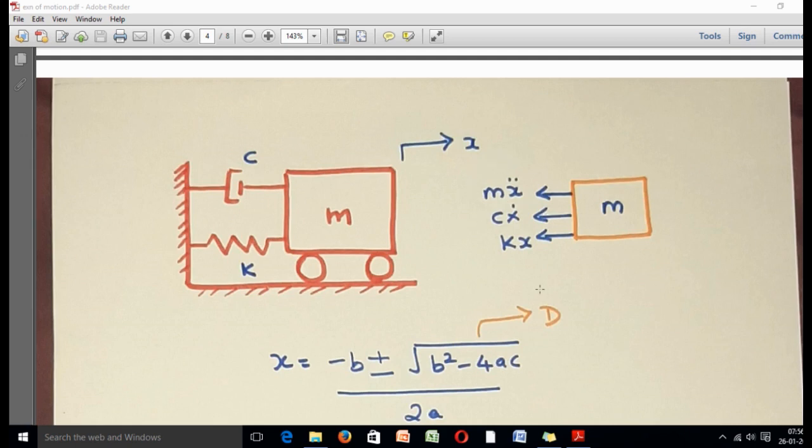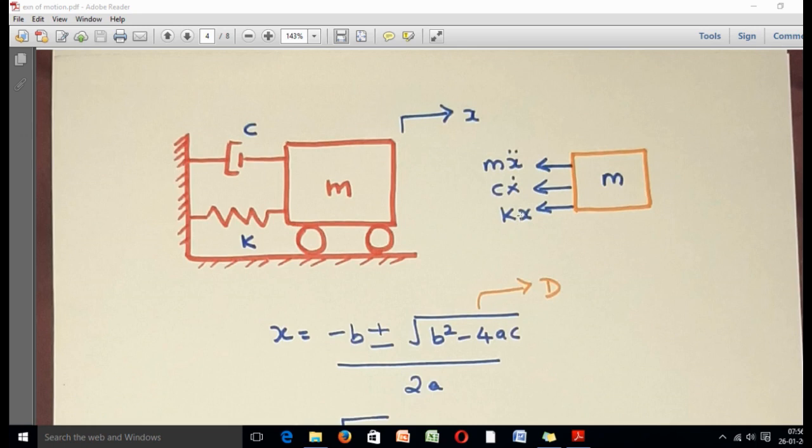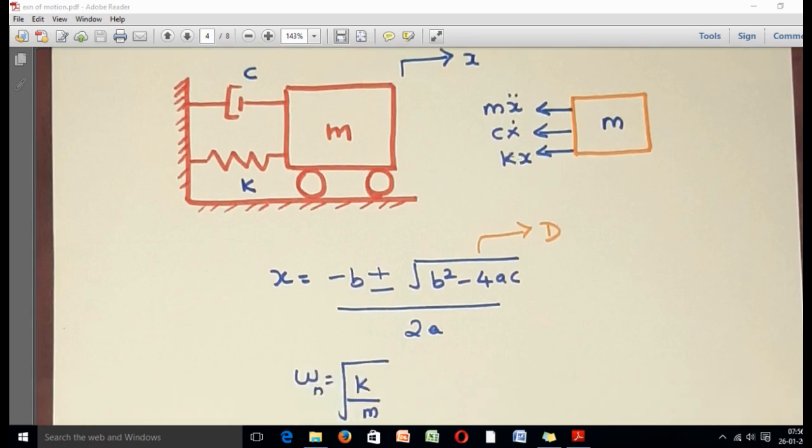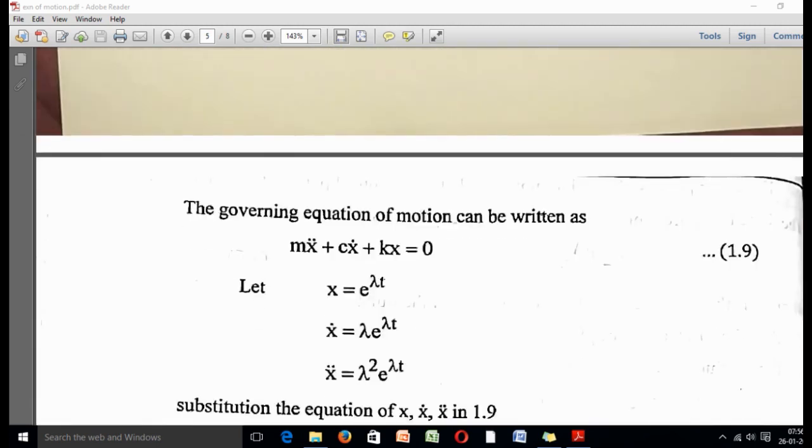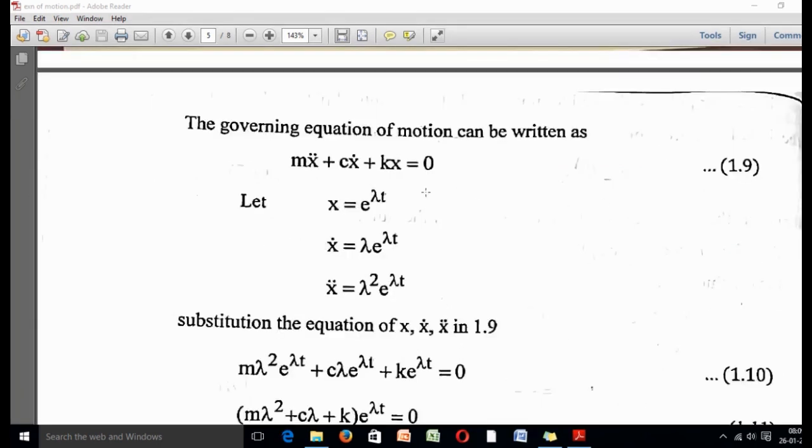So the forces acting are: F equals m x double dot, since F is equal to ma; F equals c x dot, which is damper into velocity; and F equals kx, stiffness into the length. So these are the forces acting, and when I add all these forces, since the system is in equilibrium, this is the equation of motion.